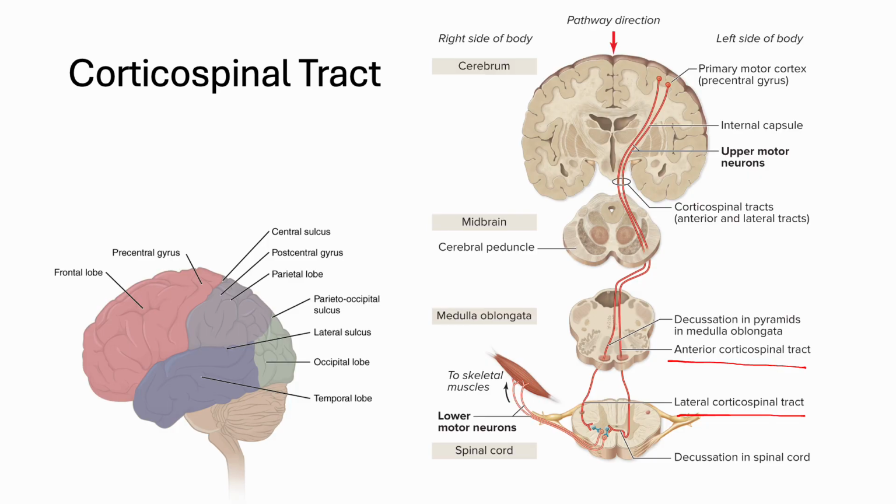I just want you to see what I wanted to point out to you is that both of these tracts are going to decussate. So they cross the midline. So if we look, the lateral one is this one here, and we can see that it crosses at the medulla oblongata, whereas the anterior corticospinal tract also decussates, but it does it down here in the spinal cord. You don't have to remember where those decussations happen. I just wanted to point out that they do both cross the midline or decussate.